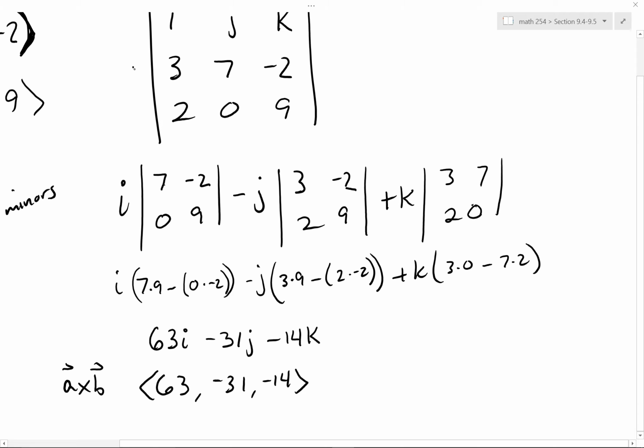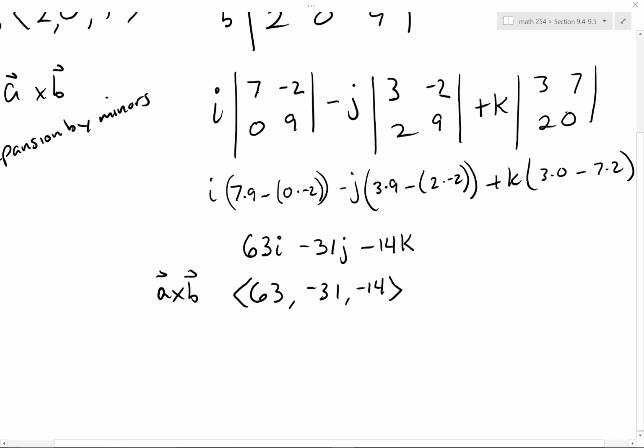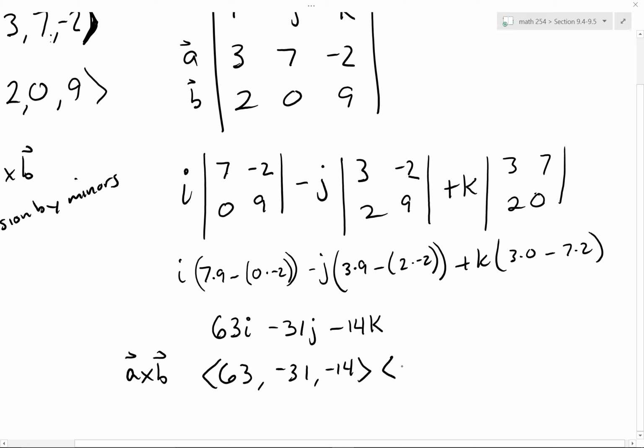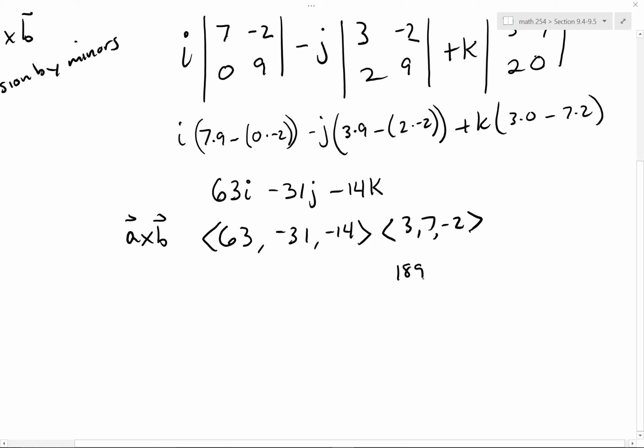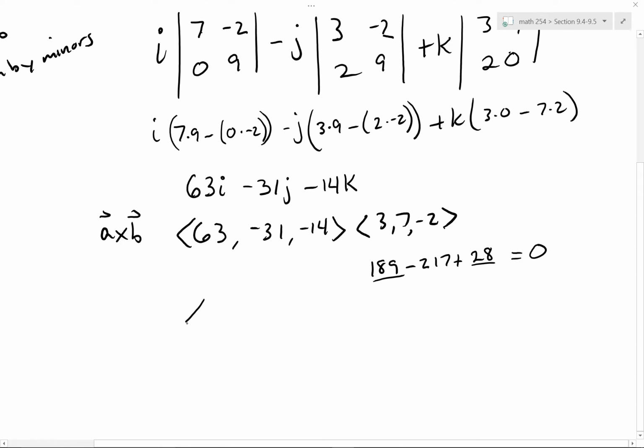Notice how when I did A cross B, I put A on top and B on the bottom. When I'm going to do B cross A, I'm going to flip them around backwards. Now, let's bring down our two other vectors here for just a moment. 3, 7, negative 2. Let's do the dot product here, shall we? That's 189 minus 217, I think, plus 14, no, 28, dummy. And look at that. 28 plus 189 is 217, minus 217 is equal to 0. Well, that's good because that's what it was supposed to be.